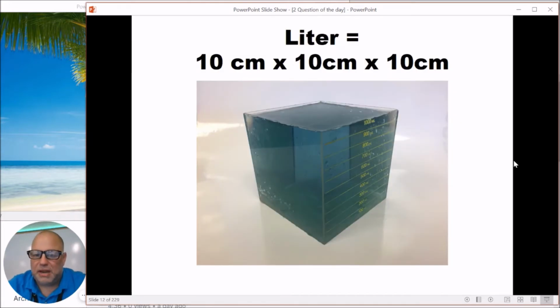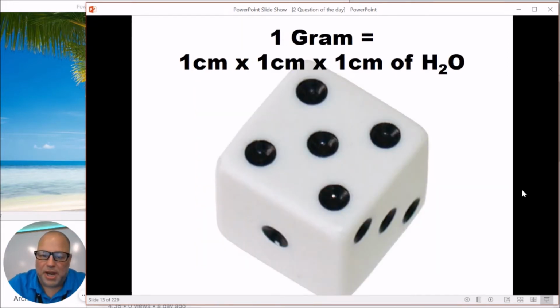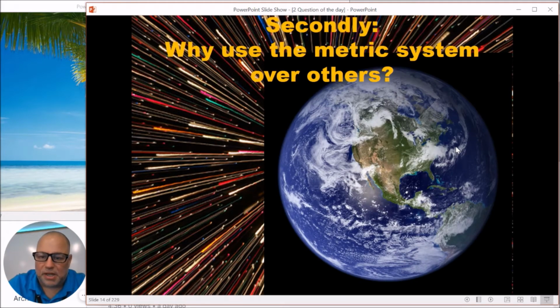The liter, same thing. It's 10 centimeters by 10 centimeters by 10 centimeters. So if you can measure 10 centimeters by 10 centimeters by 10 centimeters, that's how big 1 liter is. So it's all still based off the size of Earth. 1 gram is basically 1 centimeter by 1 centimeter by 1 centimeter. So a cube, think almost the size of 1 dice or 1 die, depending on how you want to look at that, but filled up with just pure water. That's where 1 gram comes from. So it's based off the size of Earth.